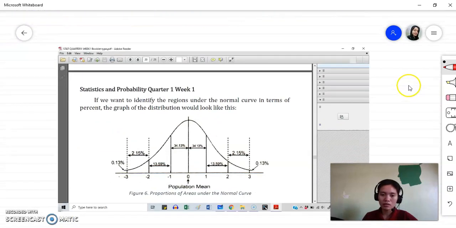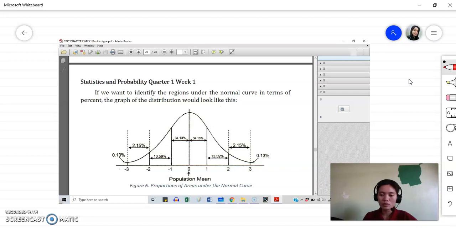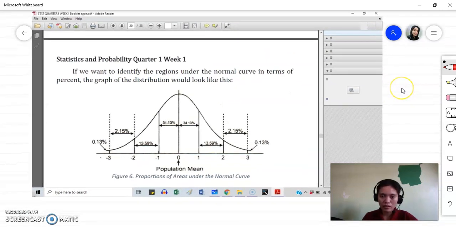Let's take a look at this figure or illustration. It's based on the illustration of the empirical rule that was discussed in the previous video. You can see that the areas here have been divided equally. For example, from -1 to +1. Remember in the empirical rule that 68% of the data lies within one standard deviation.